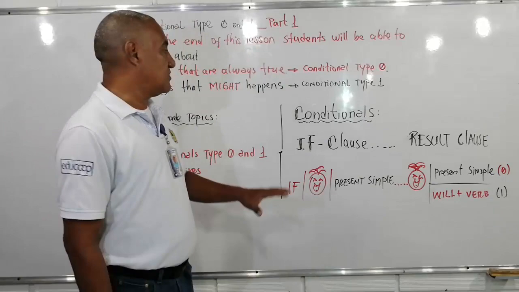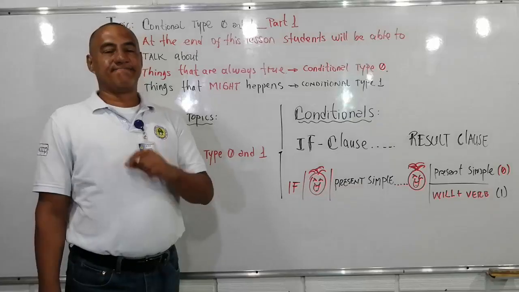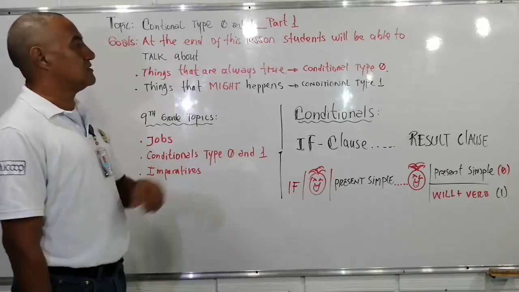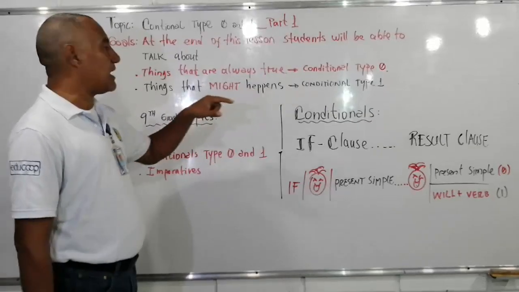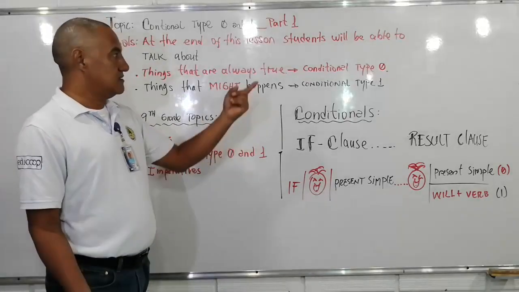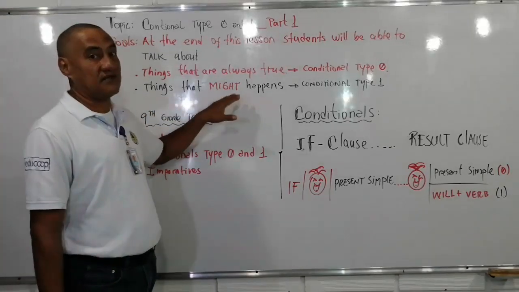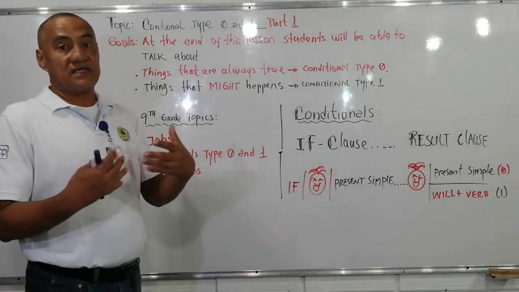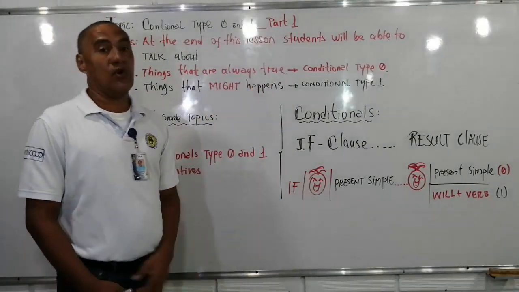Then, just to give you an introduction, conditionals. But before, look at the goal that I just set up. At the end of this lesson, students will be able to review conditional type 0 and conditional type 1. You are going to be able to talk about things that are always true by supporting yourself on conditional type 0, and things that might happen in the future or present, the possibility that something might happen, supporting ourselves on type 1.